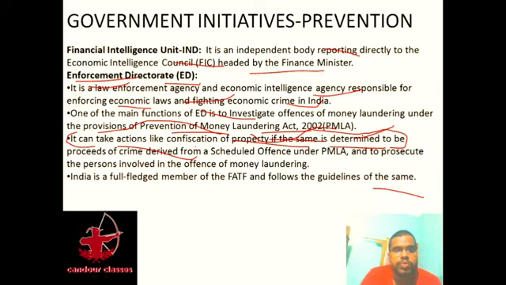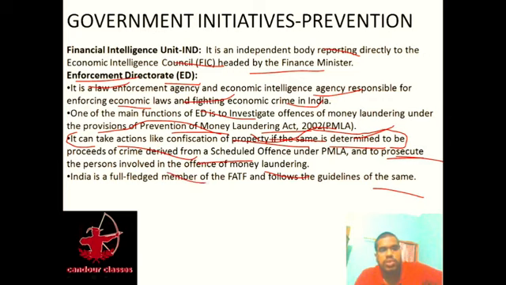The Enforcement Directorate only seizes the property of a person who has taken money away from India and run away. Then proceeds of crime derived from scheduled offences under PMLA, and prosecute the persons involved in the offence of money laundering.